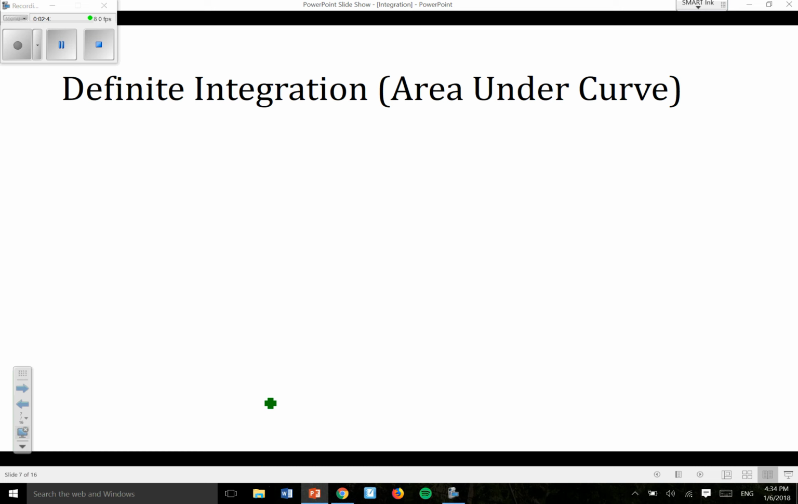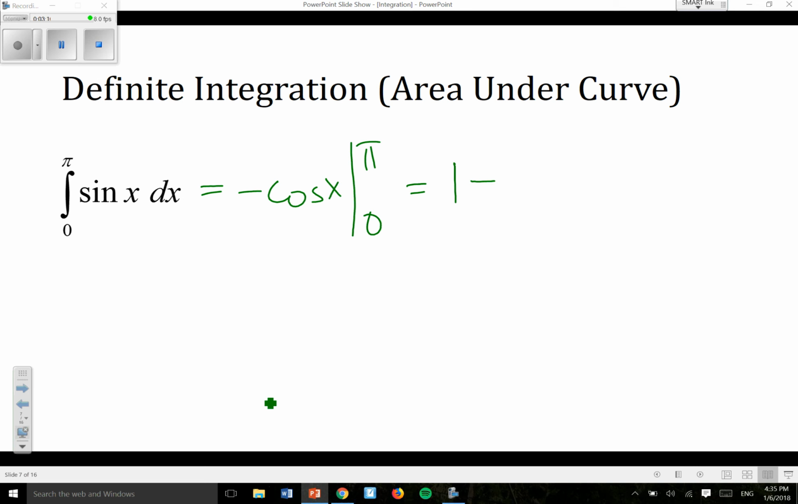Definite integration, remember, that's area under a curve, and that's when our integral has bounds on it. For example, if we want to find the area under the sine x curve from 0 to pi, the fundamental theorem of calculus says anti-differentiate sine x, which is negative cosine x, and then evaluate it by plugging in pi and 0. Negative cosine of pi is negative 1, just positive 1, minus negative cosine of 0 is negative 1, so plus 1. And we get an area of 2 under sine x between 0 and pi.